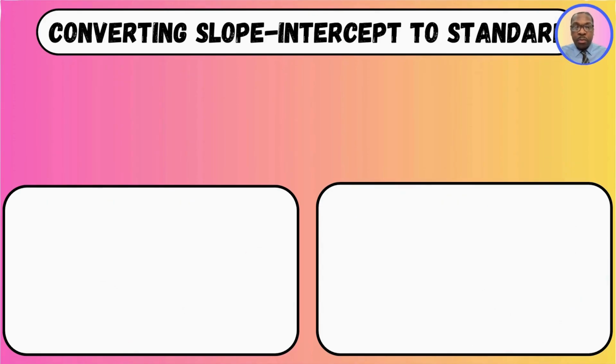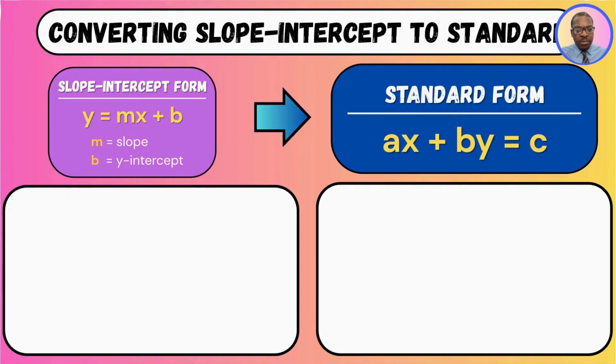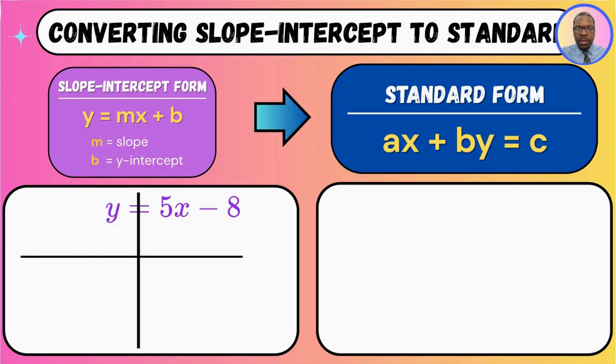All right, converting slope-intercept to standard form. So now what happens when we take the one that's used a lot and convert it into one that's not used as much, but still good for intercepts. So let's use y equals 5x minus 8, okay? So we make our scales, and if you look at standard form, the ax and the by are on the same side. So we're going to move the x on the same side as the y. So minus 5x, minus 5x, these cancel. What do we have left? Negative 5x plus y equals negative 8.